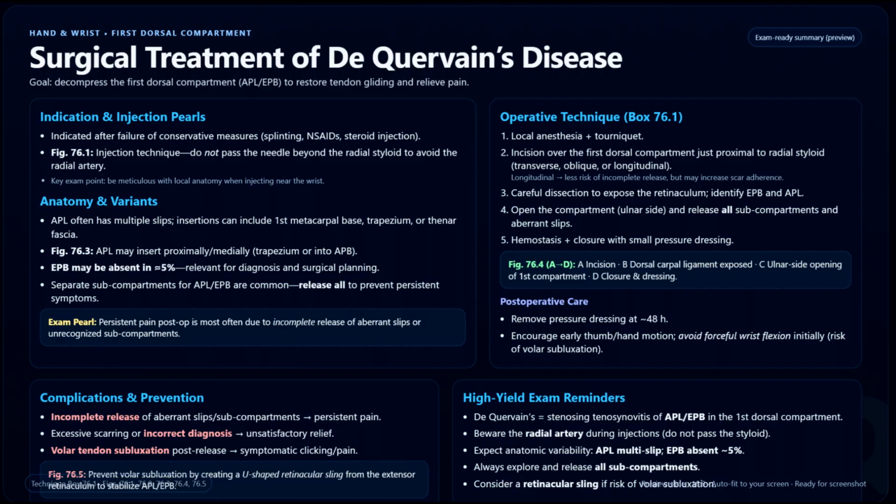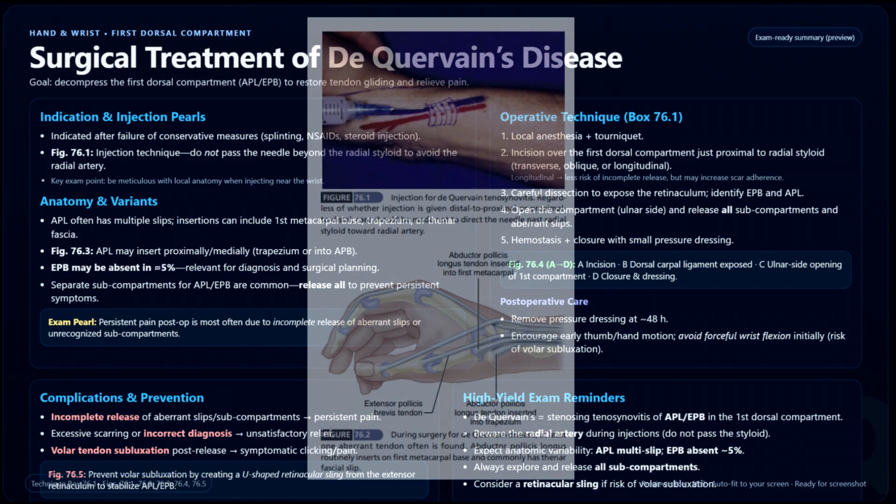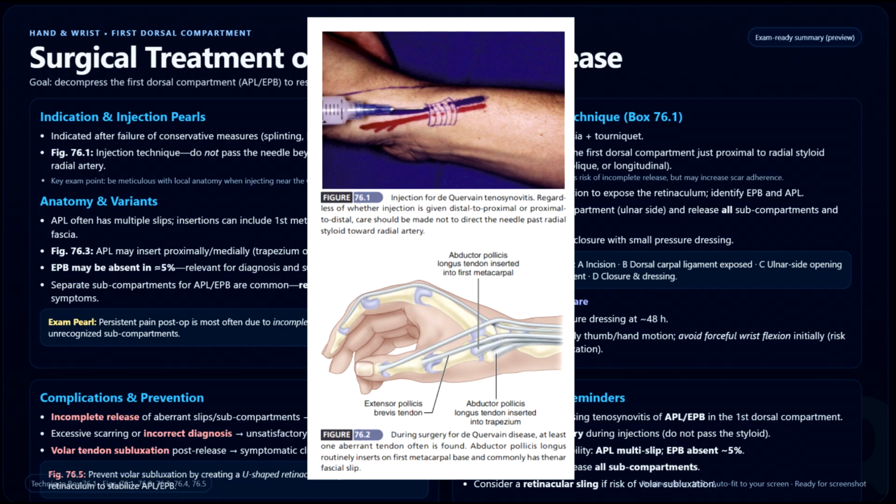In Figure 76.1, we see the proper technique for injection. Regardless of whether the injection is performed from distal to proximal or in the opposite direction, care must be taken not to direct the needle past the radial styloid, as this would risk injury to the radial artery. This figure highlights a key exam point. Always be cautious with local anatomy when injecting near the wrist.